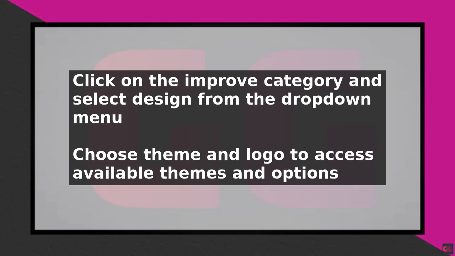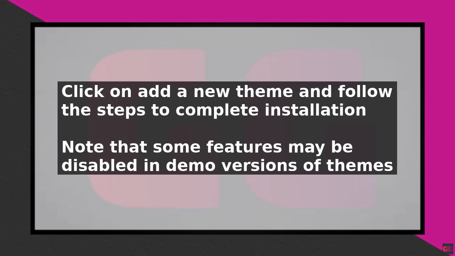Click on the Improve category. Then select Design from the drop-down menu and choose Theme and Logo. From there, you can scroll down to see the available themes and options to add a new theme, export the current theme, or customize the layout.